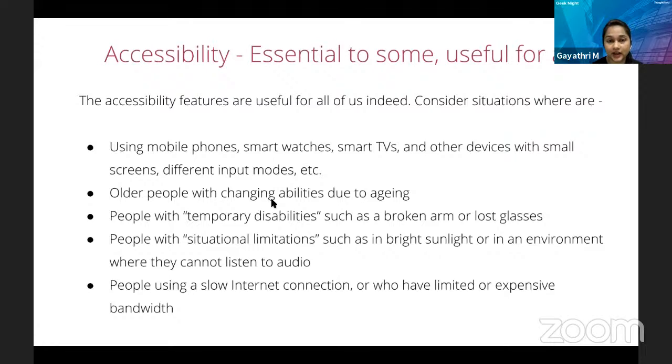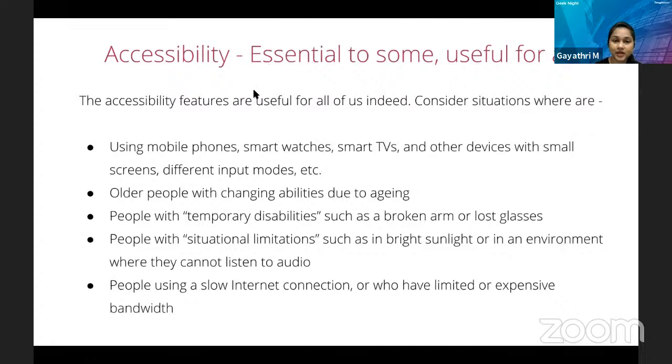Though we are saying that only 1 in 5 of the population is disabled, the features that we will be providing for enabling accessibility are going to be useful for all of the users, irrespective of disabilities. So that's the saying on the top, which is: essential to some but useful for all.